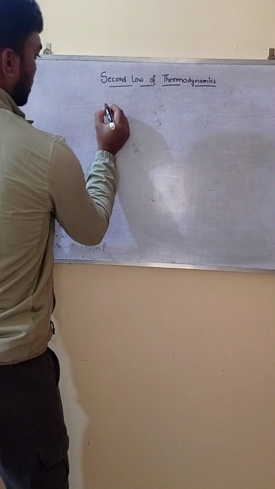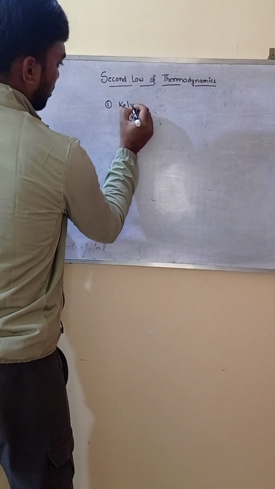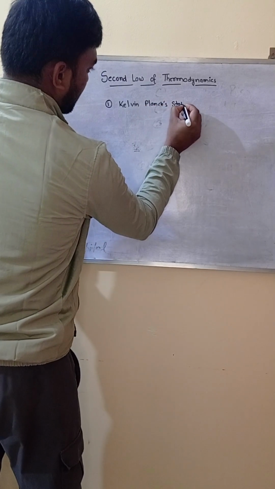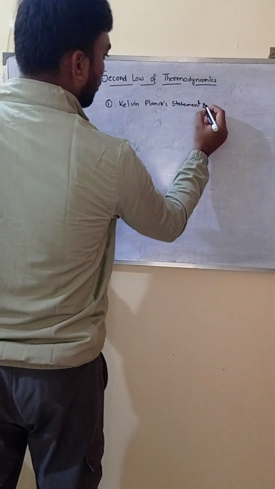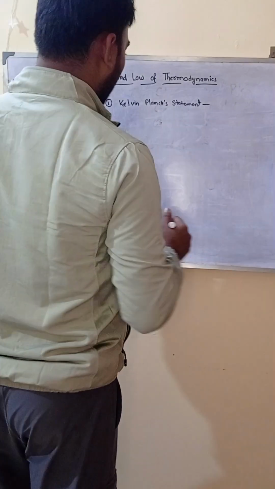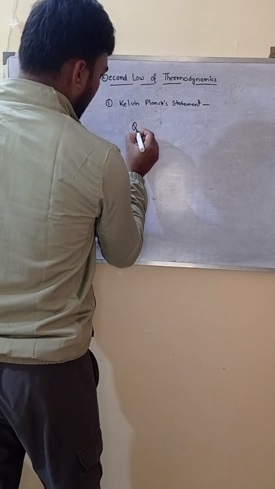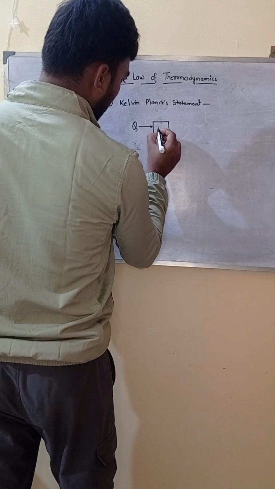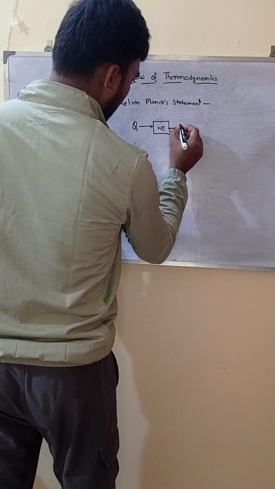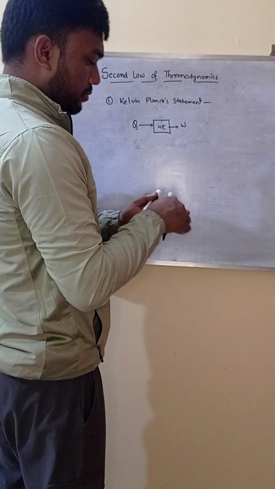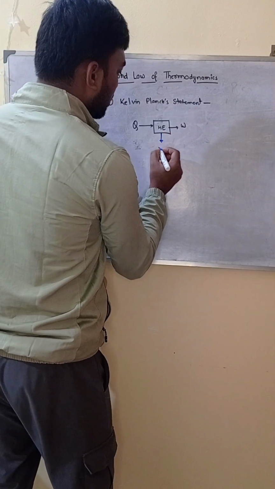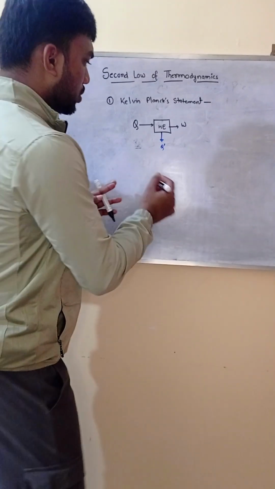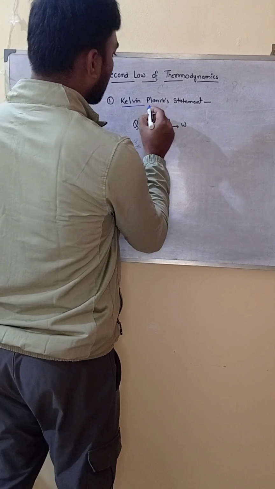The first statement is the Kelvin Planck statement. We will try to learn it in simple language: if we try to convert Q, that is energy, into work with the help of a heat engine, some energy will be lost to the surrounding, so the whole energy will not be converted into work. This is the Kelvin Planck statement.